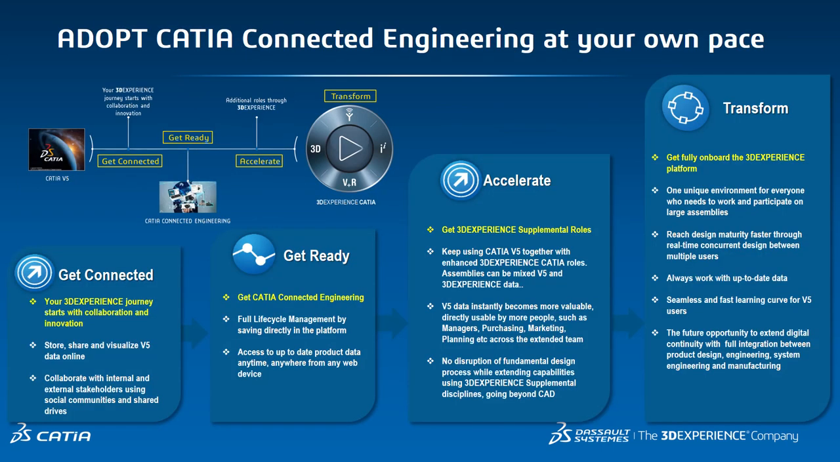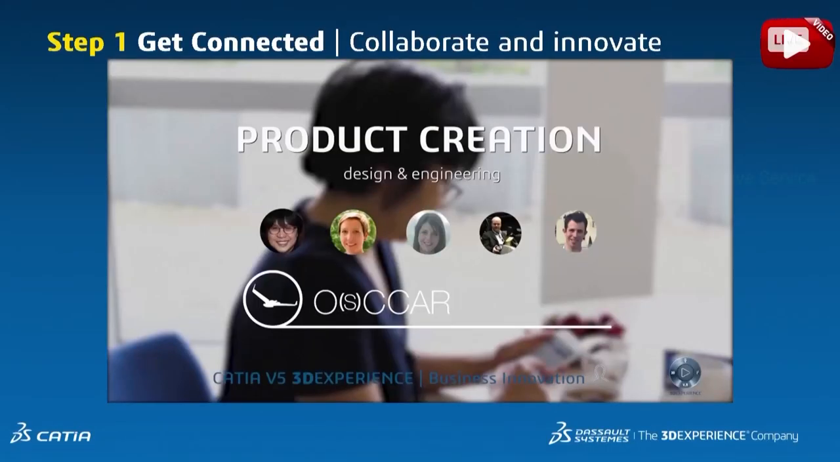Now, I won't talk too much in detail on this. We call these phases, as I said, getting connected, getting ready, accelerating, and transforming. And for each of these four stages in the journey, we're going to show you a particular video which will illustrate each one. So let's start that process, and we'll show you step one, getting connected to the 3D experience platform and taking advantage of some of the initial capabilities. So if we could play the video.